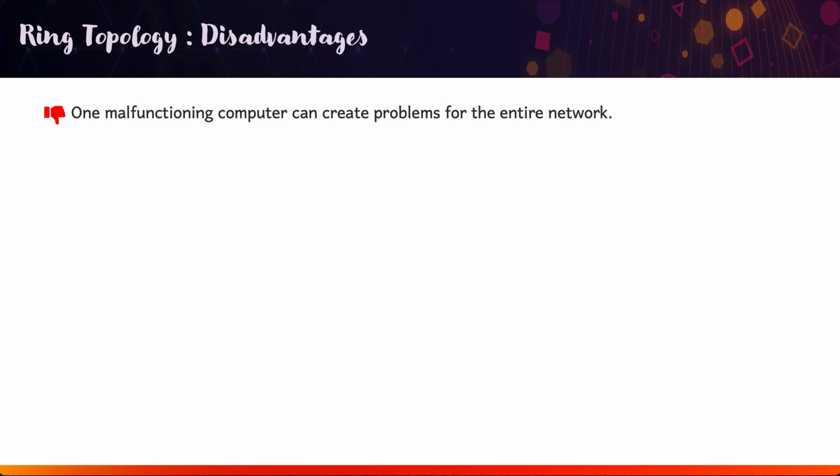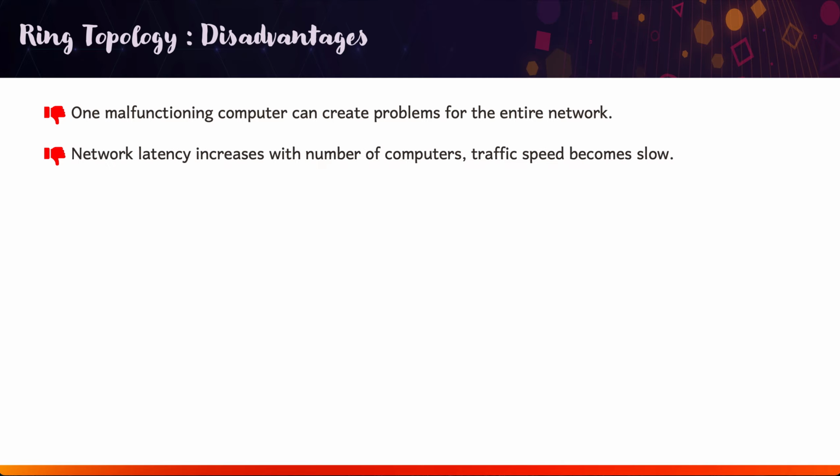But then there are not just advantages, there are disadvantages too. What are the disadvantages? One computer can create a problem for the entire network. Let's say in our example, computer B has the token. There is a software problem or there is a hardware problem. For whatever reason, it is not working okay. So it is not releasing the token. Therefore, the entire network, all other computers, are just waiting. So that is a big problem.